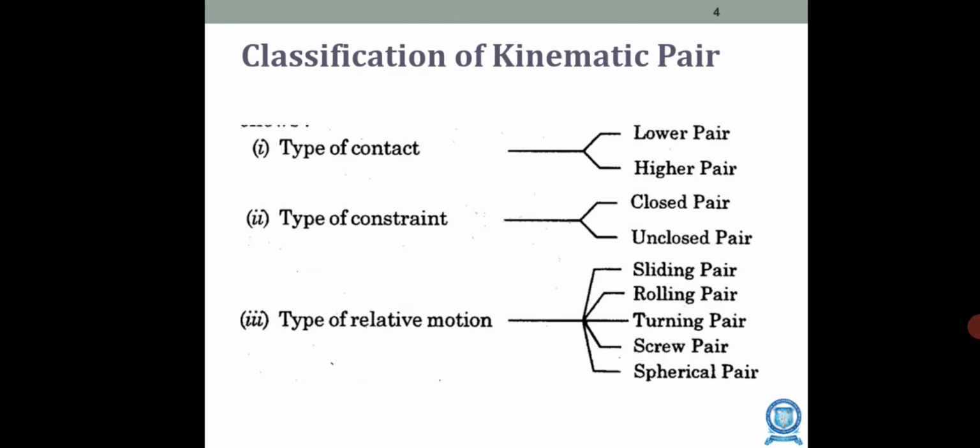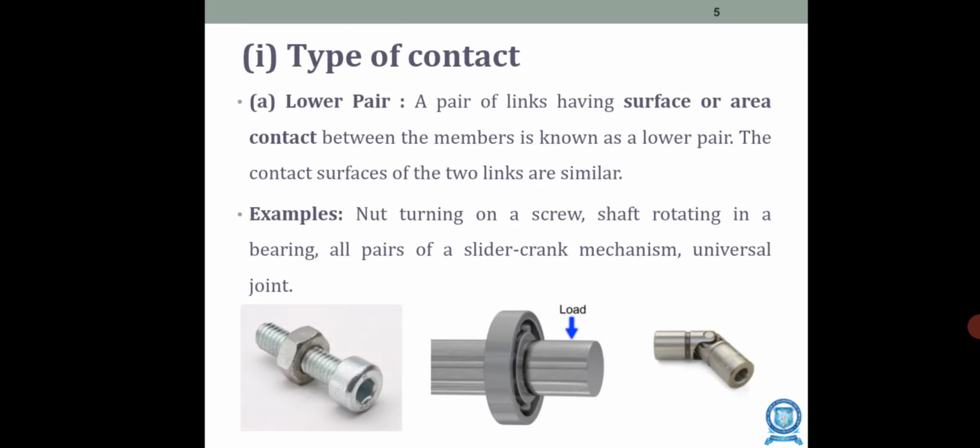Next is the type of contact. Based on the type of contact, there are two classifications: the lower pair and the higher pair. Number 1 is the lower pair. A pair of links having surface or area of contact between the members is called a lower pair. The contact surfaces of the two links will be similar. You can see here that the surface area of these two will be similar.